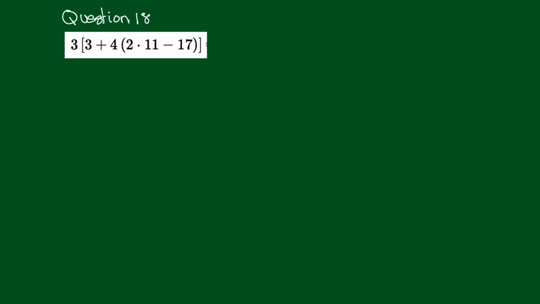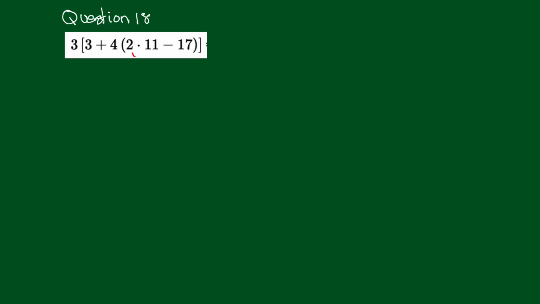Brackets and parentheses really act the same way. So I've got this innermost set of parentheses and then this outermost set of square brackets. When we work with grouping symbols, we work from the innermost set first. So I'm going to work in here first, and then I'm going to take these and work in there second. So let's start with this innermost set.